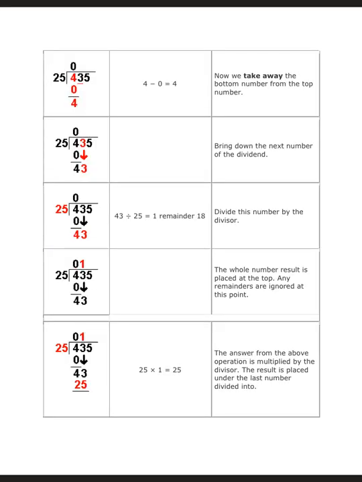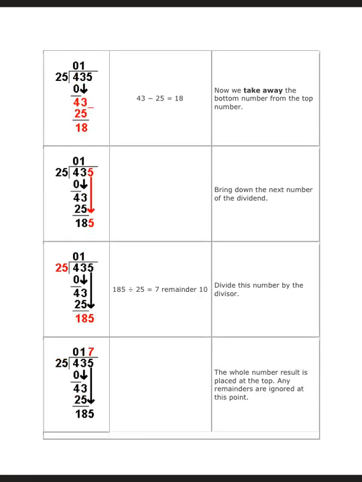Next thing that you have to do is move over to the 3. Now you bring down the 3, so now you have the number 43. 43 divided by 25 is 1. You can take one group of 25 out of 43. After you put the 1 above, you must subtract 43 minus 25. When you do that, you come up with 18.